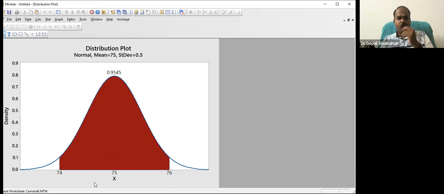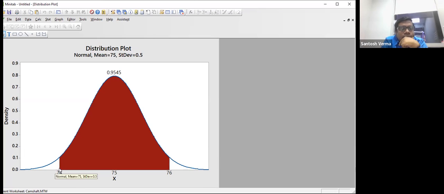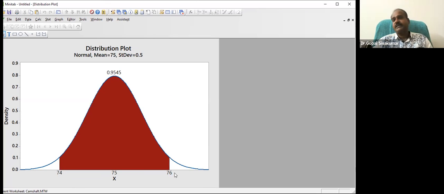Suppose customer is okay up to 74 and 76. 95% of my products are safe. Do you understand? Suppose 74 and 76 are the specification limits given by the customer. Customer says 75 plus or minus 1 mm is acceptable. Now what is 74 now? Lower specification limit. All of you are familiar with the term specification limit? Yes or no? Yes. Lower spec is 74, upper spec is 76.